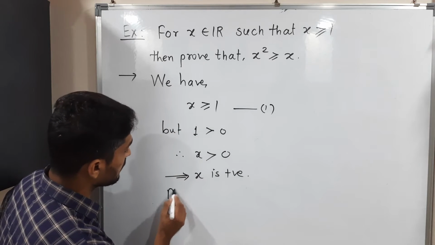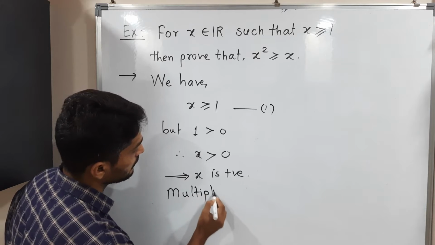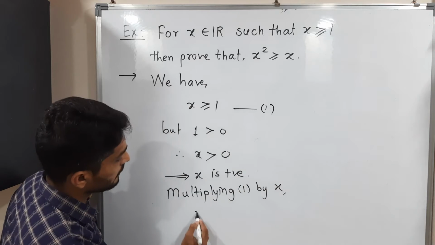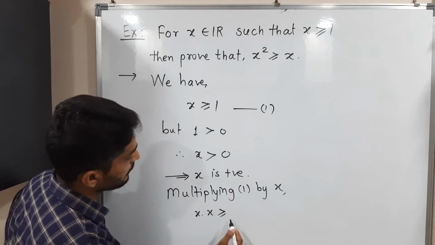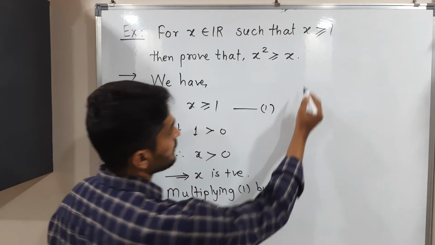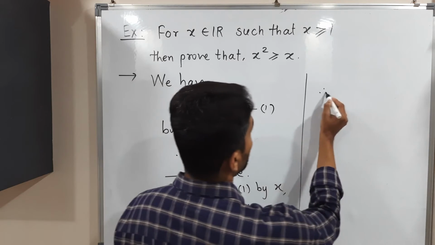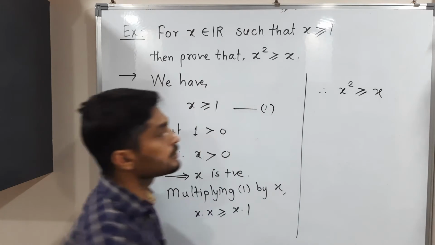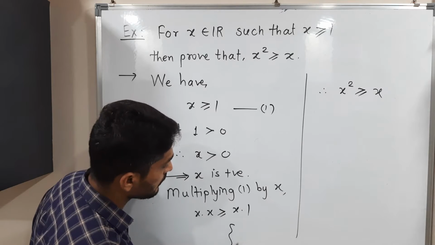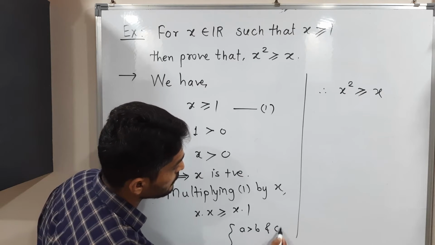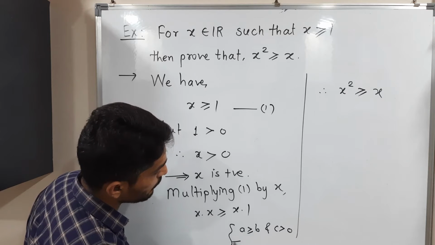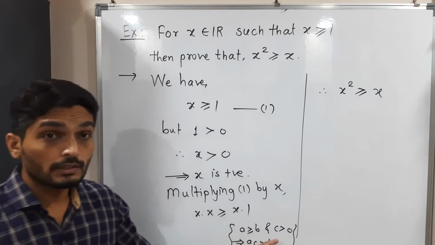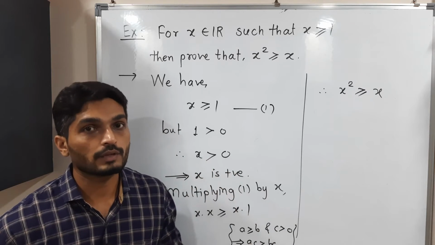Multiplying 1 by x, what will I get? x into x ≥ x into 1. So x into x, that means x², is greater than or equal to x into 1, which is x. So in this way we have proved it. One result we have used here: if a ≥ b and c is positive, and you multiply both sides by c, we will have the same inequality. Since we have proved it is positive, that's why we could write it.